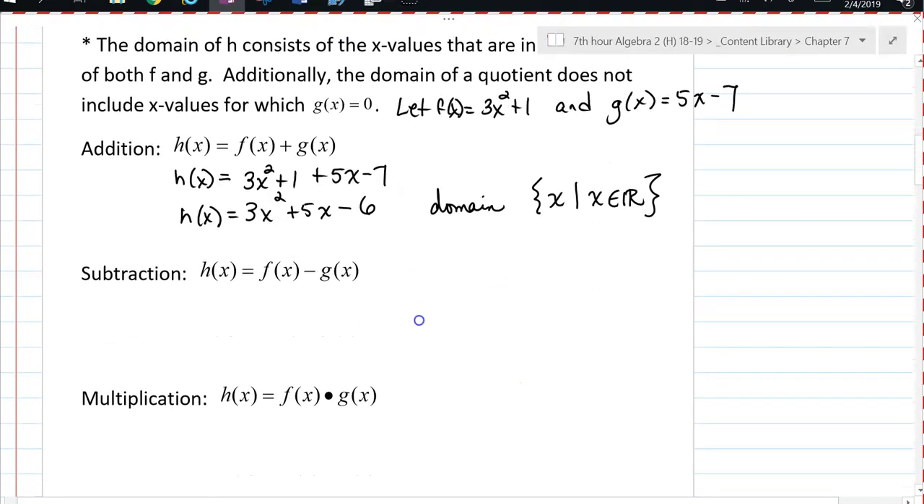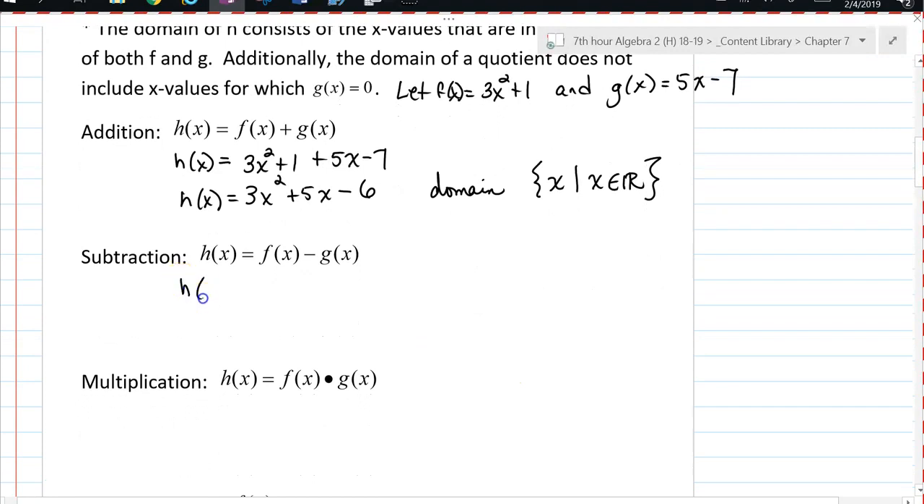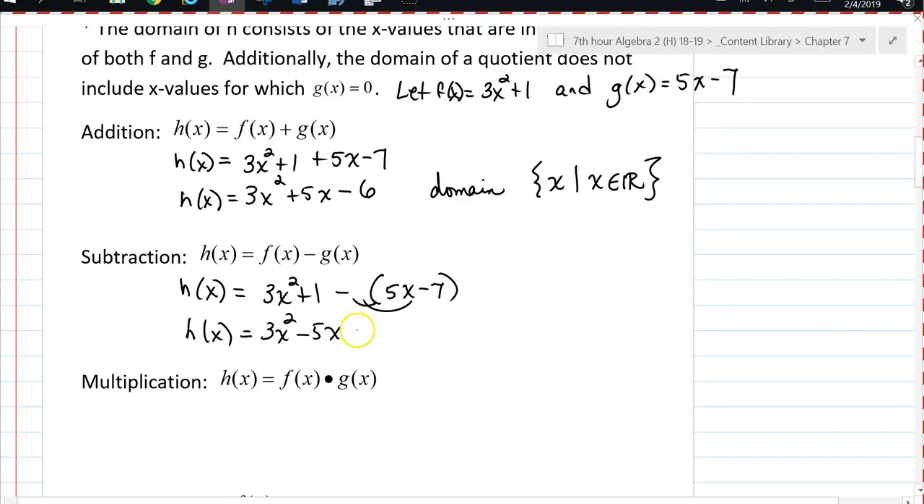Okay, so now we're going to subtract the two functions. When I subtract f of x minus g of x, I get 3x squared plus 1 minus, and then I want to subtract the whole 5x minus 7. When I'm subtracting, I have to be really careful. I have to remember to distribute my minus sign. So what I get when I subtract is 3x squared minus 5x, and if I distribute that minus sign, that's going to become plus 7, so it's going to be plus 8.